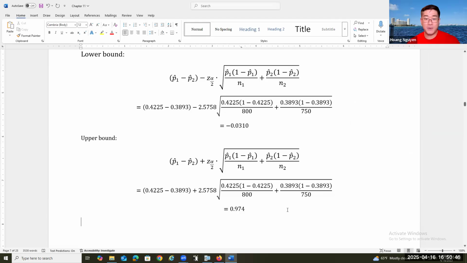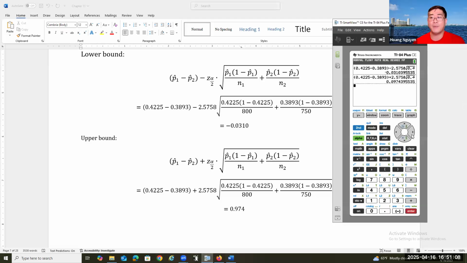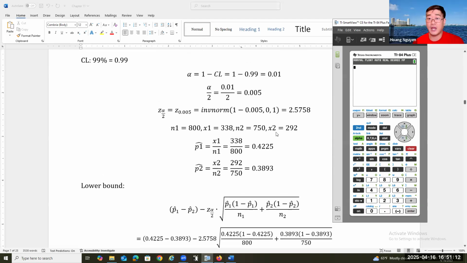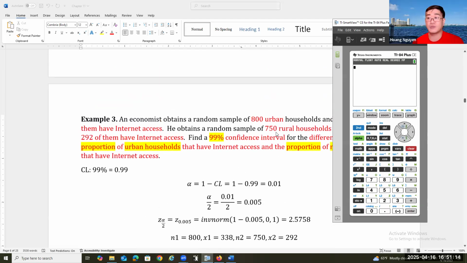Okay, so that's how we got the answer for the lower bound and the upper bound, right? So let's double check the answer with the shortcut then. So this is the work that we showed to get the answer for the lower bound and the upper bound. For those of you who enjoy the shortcut, you just give me the name of the shortcut and then the values that you use for the calculation, and then just quote the answer from the calculator. That's also good. Okay. Now let's take a look at the shortcut that we have for this confidence interval to estimate the difference between two population proportions then.